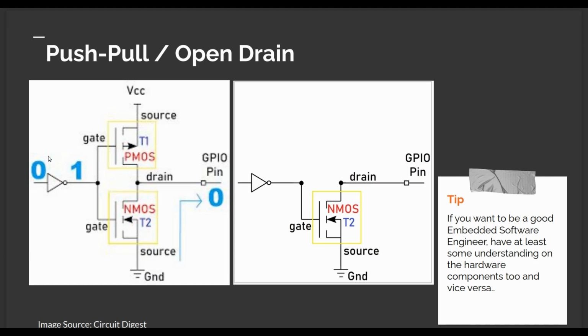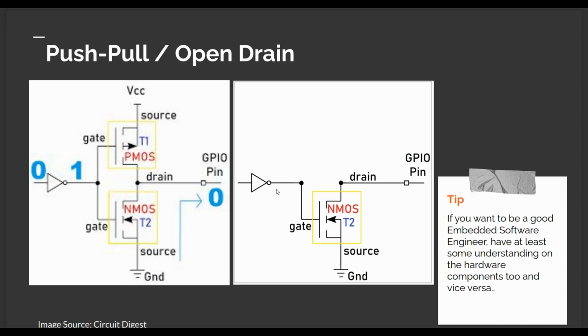But when it is a low logic, when we write 0, so the GPIO pin is in low logic, now current will be pulled inside the circuit. So now current will flow from the input pin through the drain to the ground. So current will be pulled inside the circuit. So that's the reason it is a push pull.